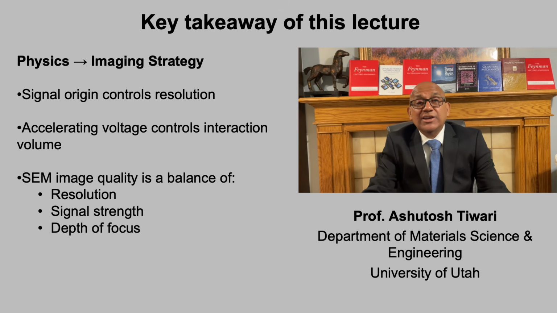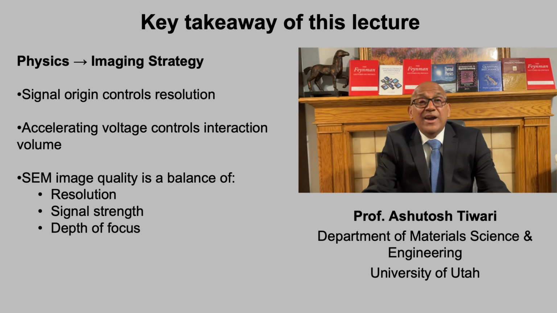As we wrap up this lecture, we can now see how the physics of electron-matter interaction directly guides SEM imaging strategy. The first key idea is that the image resolution is controlled by the origin of the detected signal. Signals generated very close to the surface, such as secondary electrons, provide the highest spatial resolution, while signals originating from deeper regions inherently limit how finely details can be resolved.